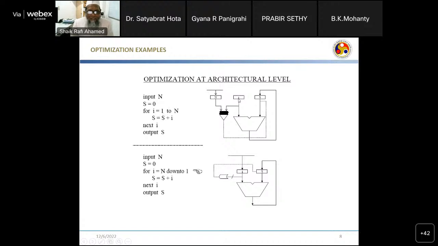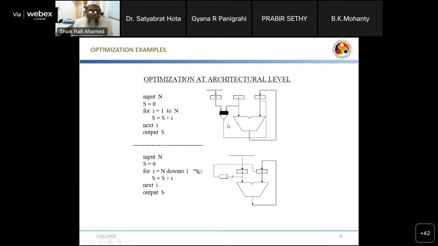So initially I'll make this counter, the initial count, as 1, and then it will increment up to n. So this n value will be compared with I. If I is equal to n, we'll stop. Initially I is equal to 1, we'll compare with n. Say n is equal to 10. So this is 10 and this is 1. So this is larger. So the output of this one, this is a comparator.